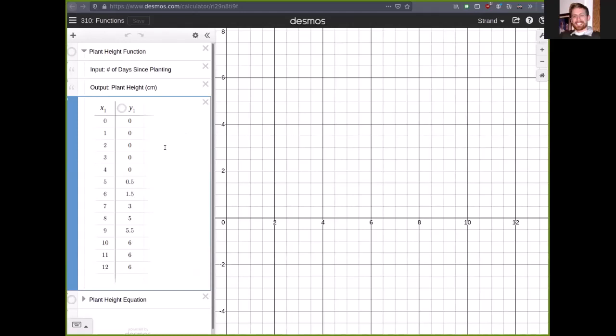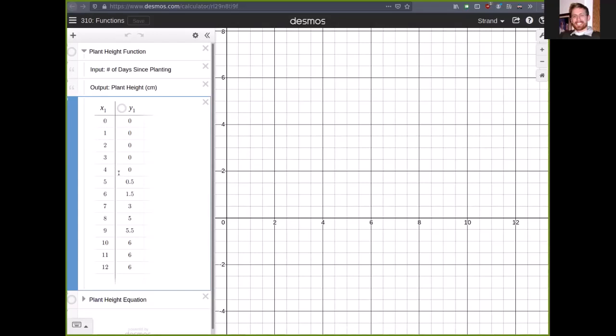And so you can see here that for the first 4 days, the plant did not grow above ground, at least. So it had a height of 0 centimeters during that time. But then on the 5th day, it grew to have a height of 0.5 centimeter. And on the 6th day, it was 1.5 centimeters. And the 7th day, it was 3, and so on. And so in this way, we can represent this relationship between the number of days since the plant was planted and the height of the plant.